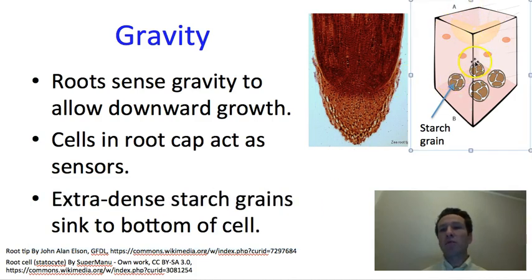So this cube right here represents a plant cell, and you can see these 4 dark round grains. These are the starch grains. And whichever way the cell is oriented, they are going to fall to the bottom. Because they're at the bottom of the cell, the cell is sort of aware of which side is the bottom. If it knows where the bottom is, it can figure out where the top is, and it can then convey this information upwards into the root, and this can influence which way the root grows.